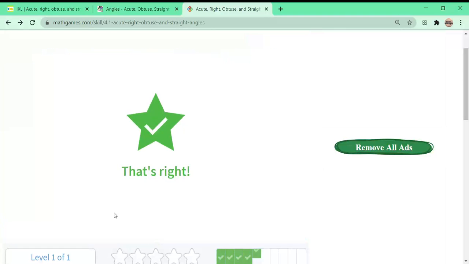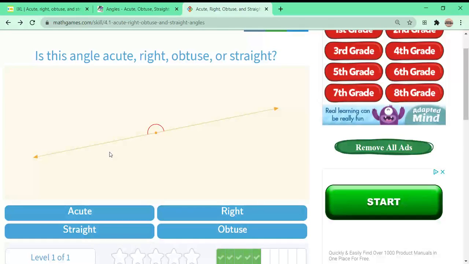That is all for today for acute, right, obtuse, and straight angles.